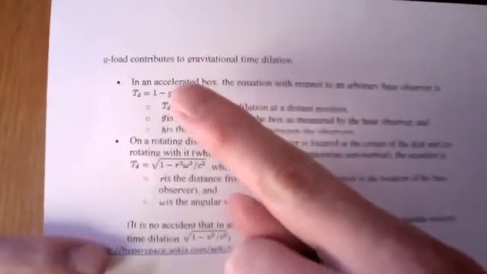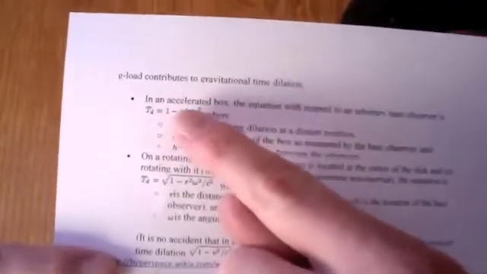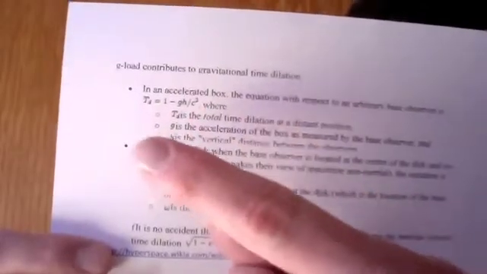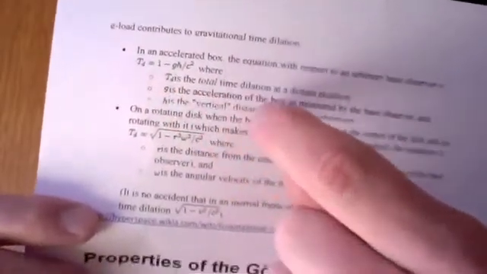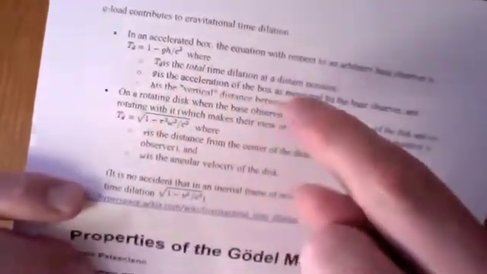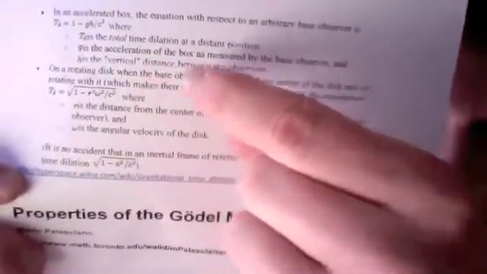Here we have time dilation as affected by gravitation. So the time dilation is equal to 1 minus gh over c squared, where again, TD is the total time dilation at a distance position between two objects. g is the acceleration of the box as measured by the base observer. Now you've got to think of an elevator crashing down, sort of accelerating. You've got to think of it as free fall acceleration. Okay, that's g, as in g due to gravity. If you had a box falling, and then h would be the vertical distance between the observers.